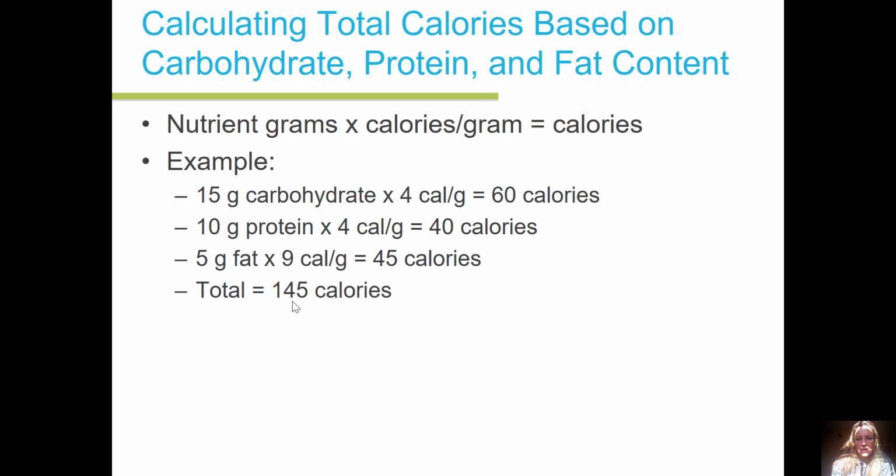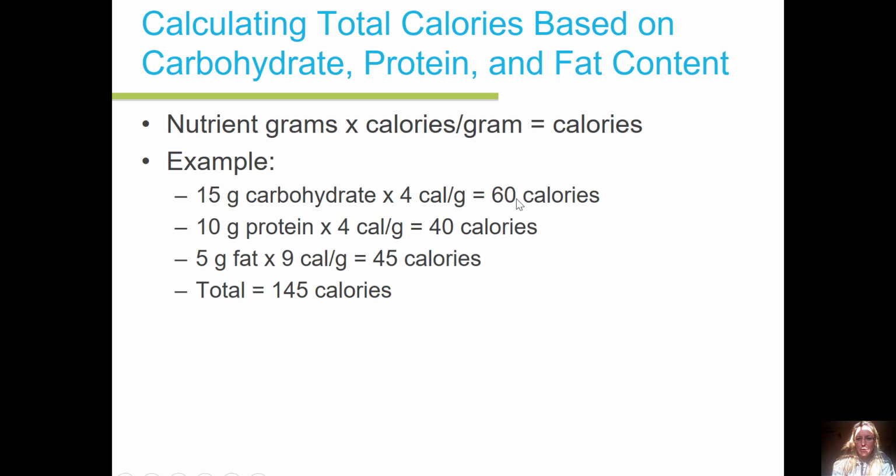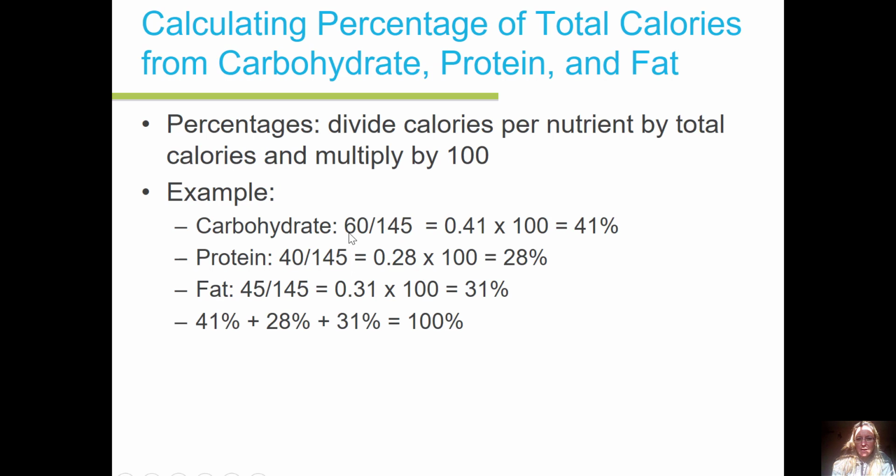The next step that you're going to need to know how to do is to calculate what percentage of your total calories came from carb, protein, and fat. So if we go back, remember carbs we calculated to be 60 calories, right? And then the total calories was 145. So we simply took the 60 calories and divided it by the 145 and came up with 0.41. To change that to a percentage, you simply multiply by 100 and you get 41% from carbs.